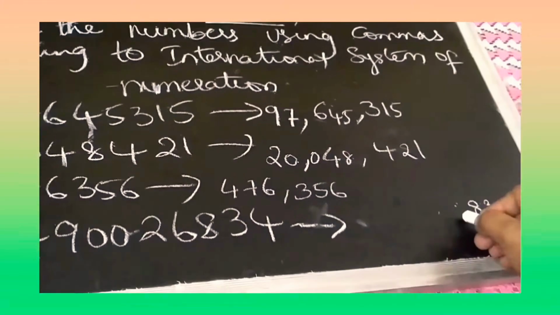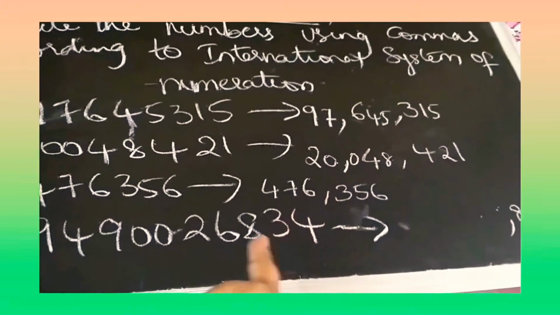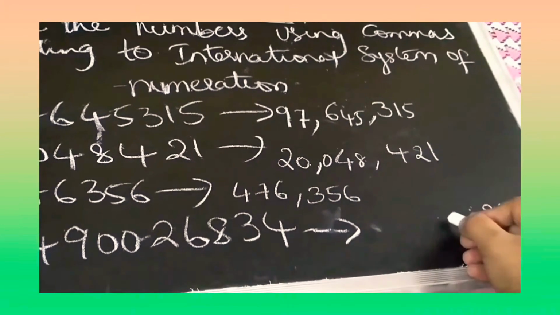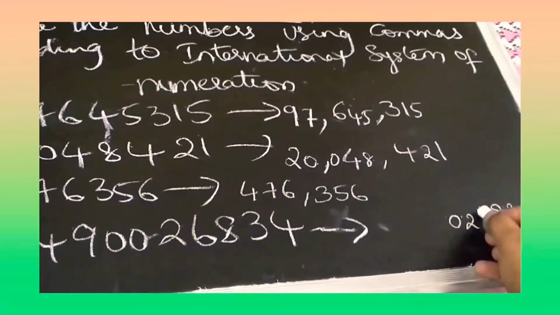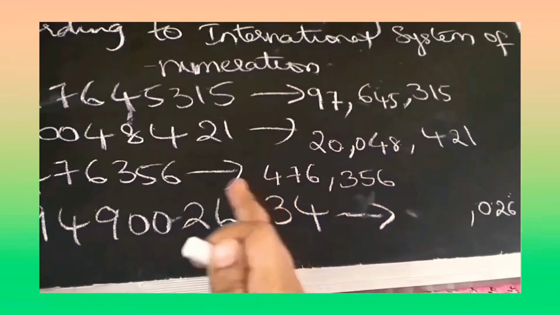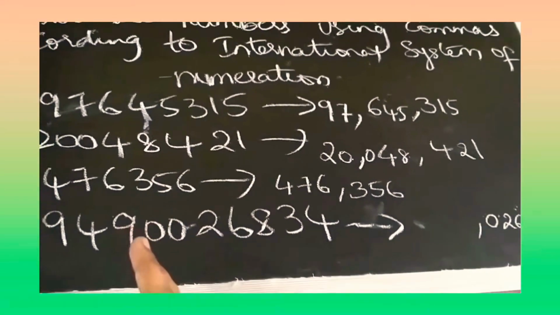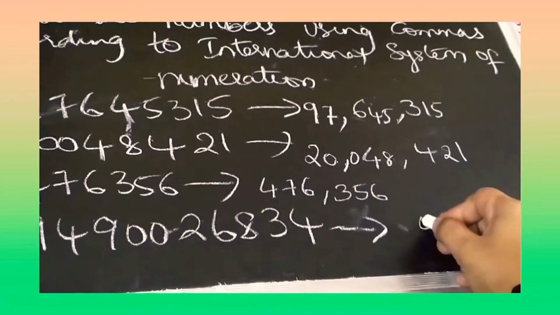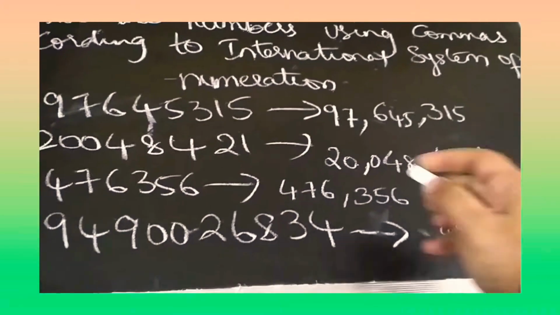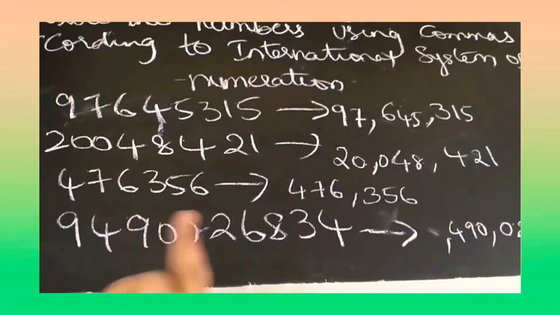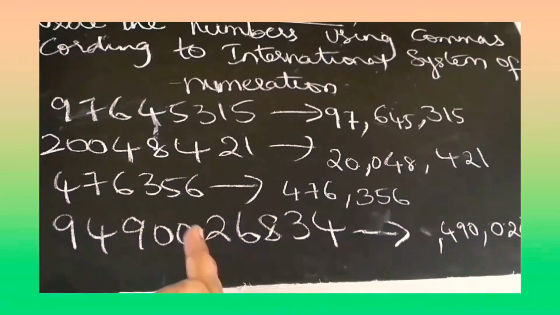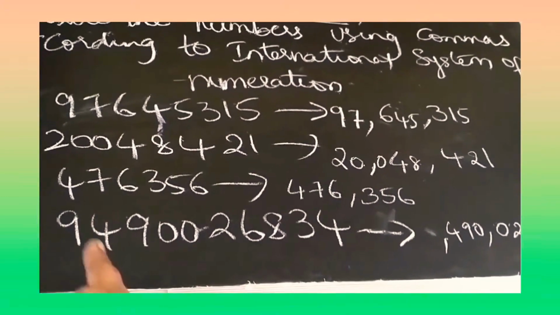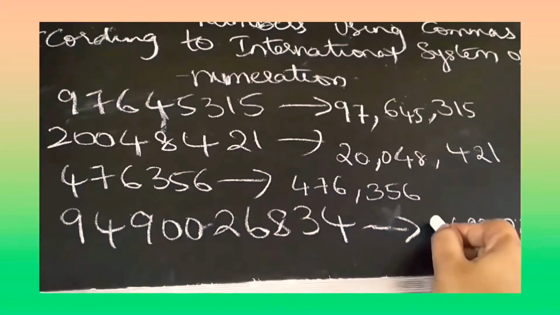834, first we'll write. Then ones, tens, 100, 1,000, 10,000, 100,000. Okay, then 26,000. Ones, tens, 100, 1,000, 10,000, 100,000, million, 10 million, 100 million, 490 million. Then what is there? Ones, tens, 100, 1,000, 10,000, 100,000, million, 10 million, 100 million, then 9 billion.